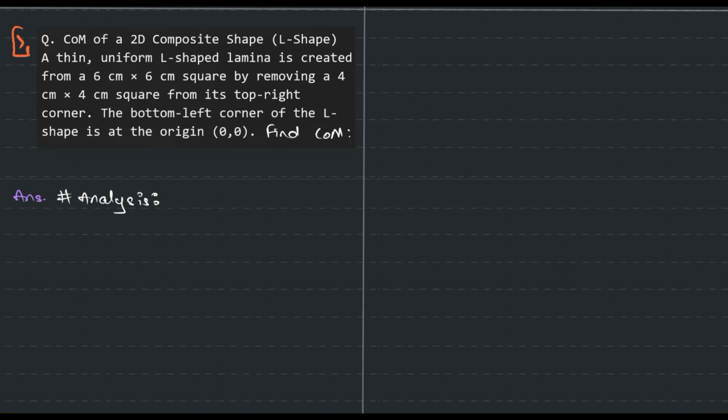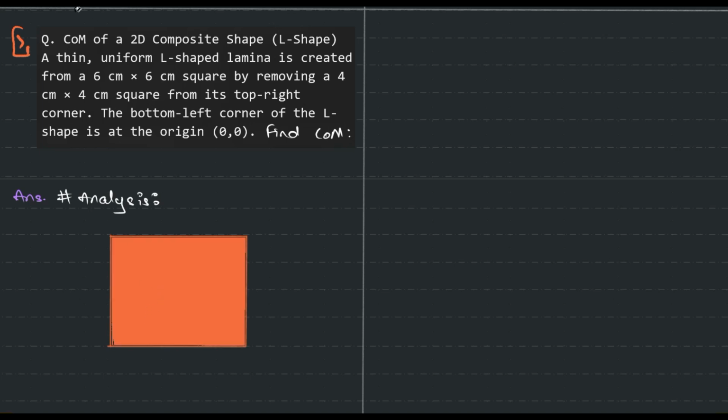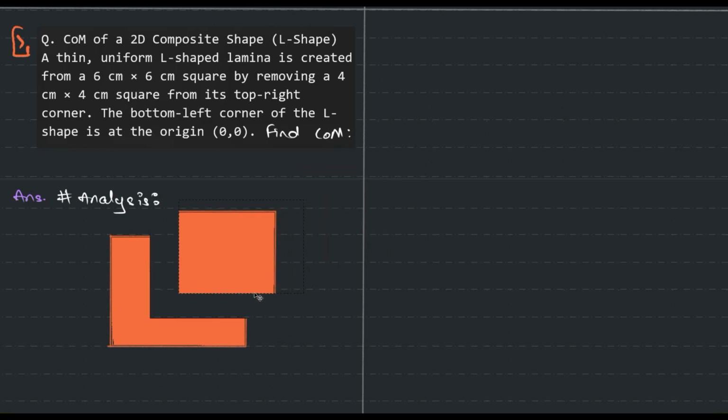So basically what we're looking at is a structure like this. What you did was, you removed this part in this manner and you have an L shape, right? That's supposed to be a square, but yeah. So this is 4 by 4. Originally this was 6 by 6. So we need to figure out the center of mass for this.